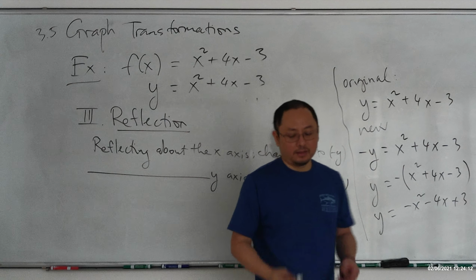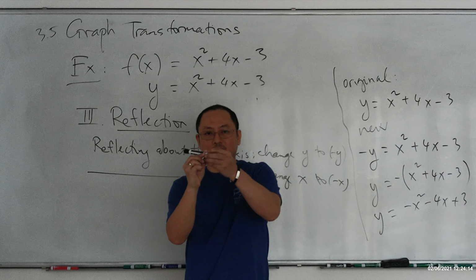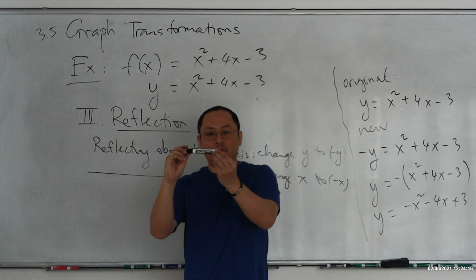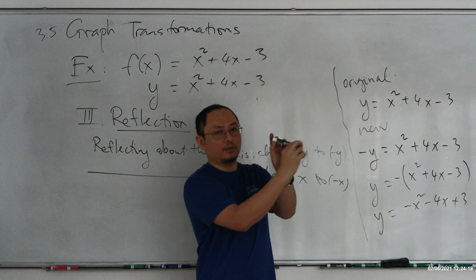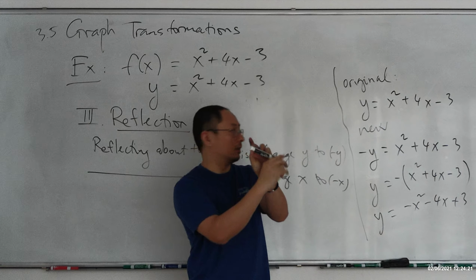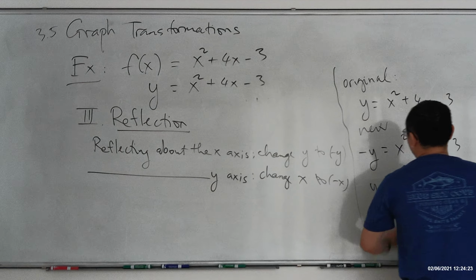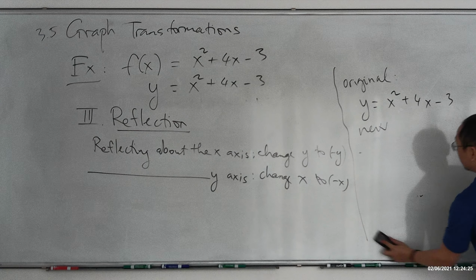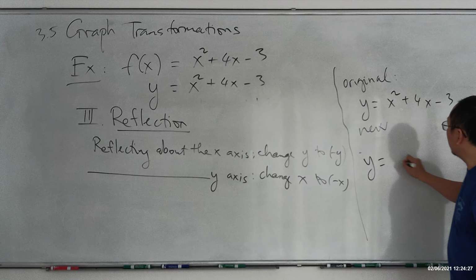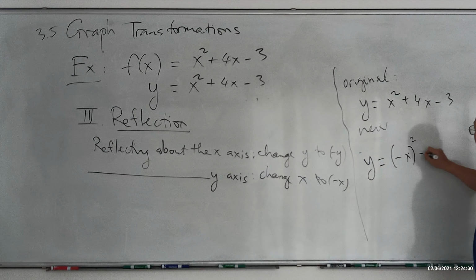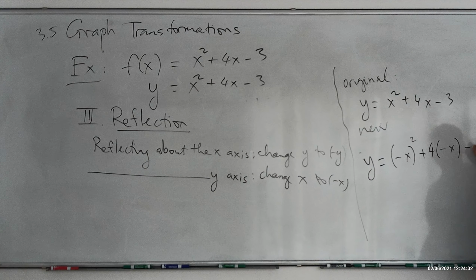All right? So you have a graph like this, okay? You flip over the y-axis, it's going to be this way. Look at this, okay? The new equation is going to be this. Y is equal to negative x squared plus 4 times negative x minus 3.